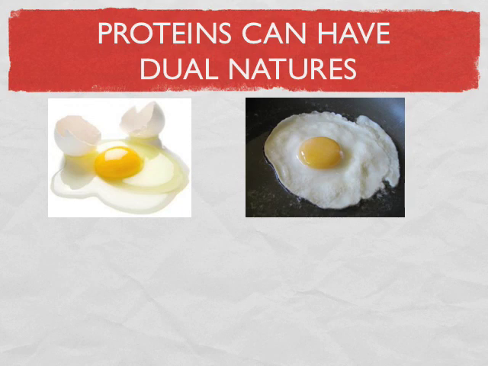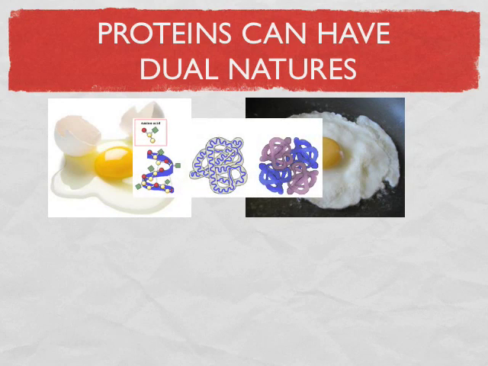And any number of conditions, not just environmental, not just heat, it can be pH, it can be the presence of other chemicals. A number of things can change the nature of a protein. This illustrates the three states of a protein. It can have a primary, secondary, and tertiary nature. And if the primary state does not change, but the secondary or tertiary states change, then the protein assumes a different nature or a different look to it.